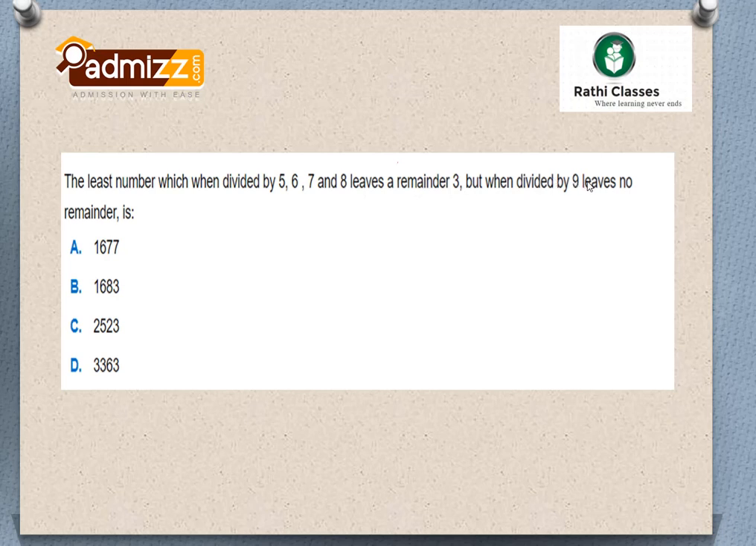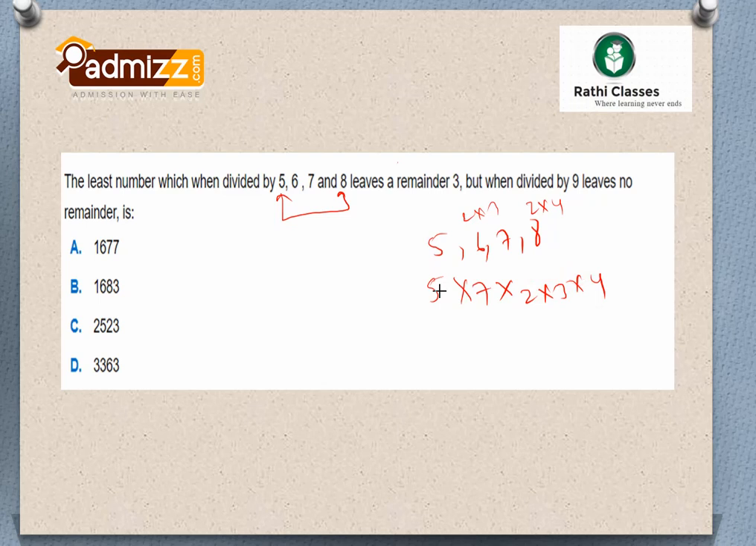The least number which when divided by 5, 6, 7 and 8 leaves a remainder 3, but when divided by 9 leaves no remainder. That means when I am dividing by 9, it should not have any remainder. Let me check the number. What will be the value? The LCM of 5, 6, 7 and 8. As you can see, 5 is a prime number, 7 is a prime number, 6 is nothing but 2 into 3, and 8 is nothing but 2 into 4. So I'll be left with 2 into 3 into 4, that means 5 2s are 10, 7 3s are 21, or you can say 12 7s is 84. So it is 840.